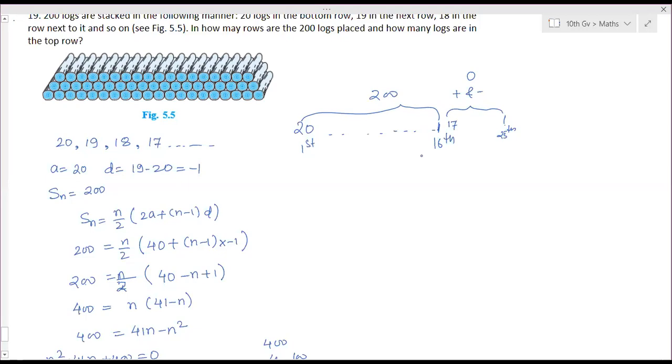Understood, ma'am. Okay, ma'am, understood fully. But now, in this condition, the number of logs, we cannot make positive or negative. Yes, ma'am. So therefore, we cannot consider this condition. In a normal situation, this condition is possible. But in the case of the number of logs, practically not possible.